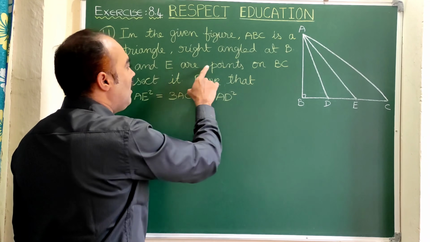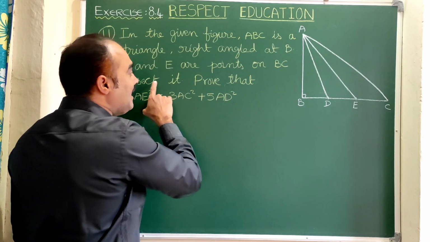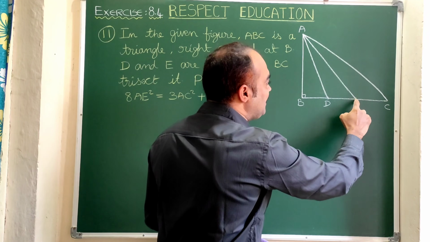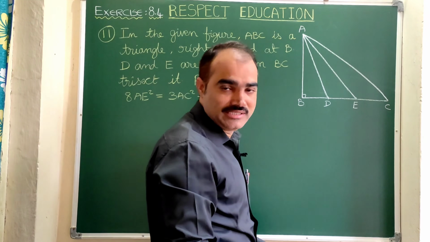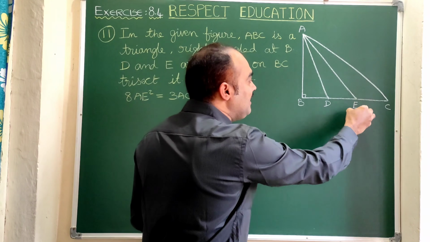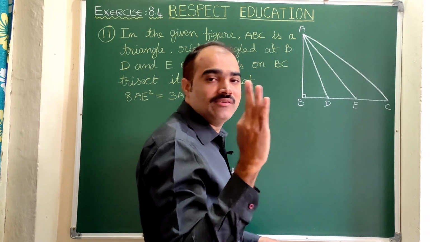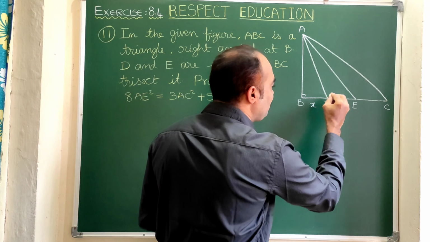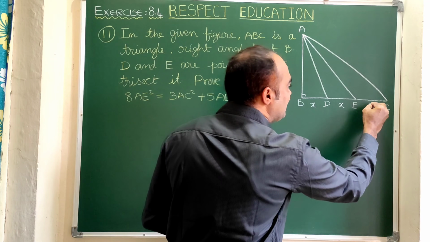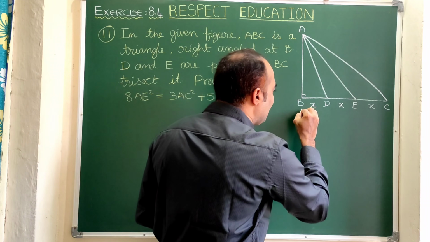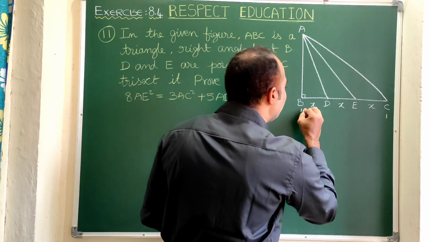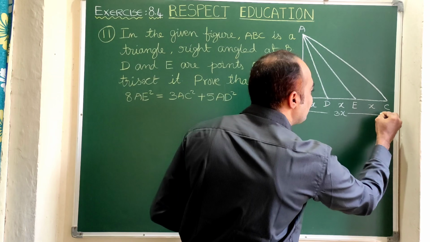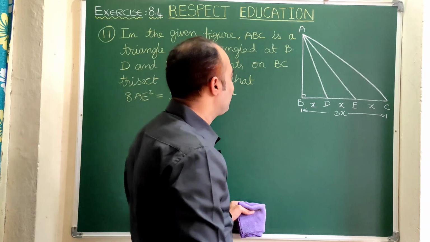D and E are points on BC, they trisect BC. Trisect BC in the sense, D and E divide BC into 3 equal parts. For example, here if we take BD as X, then DE also X and EC is also X. So that here B to C, this distance will be 3 times X. So this is the meaning of trisection.